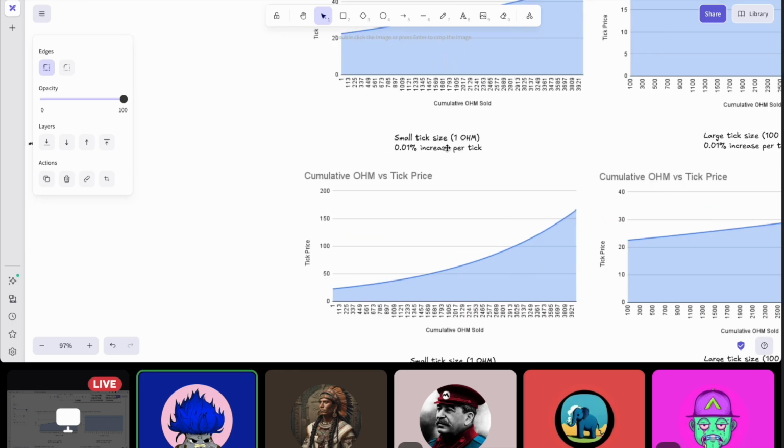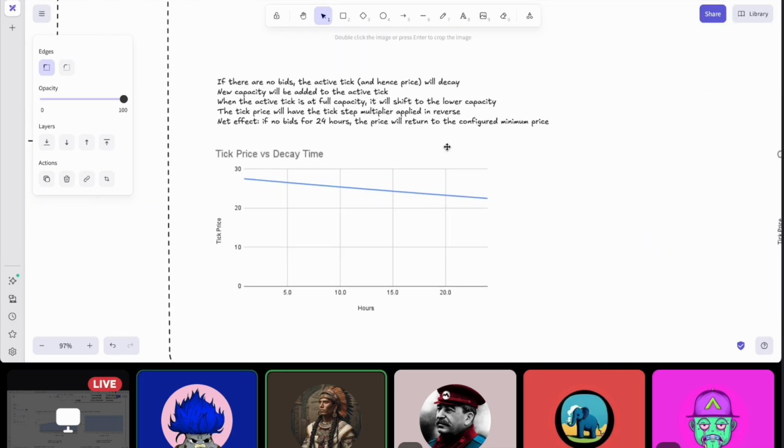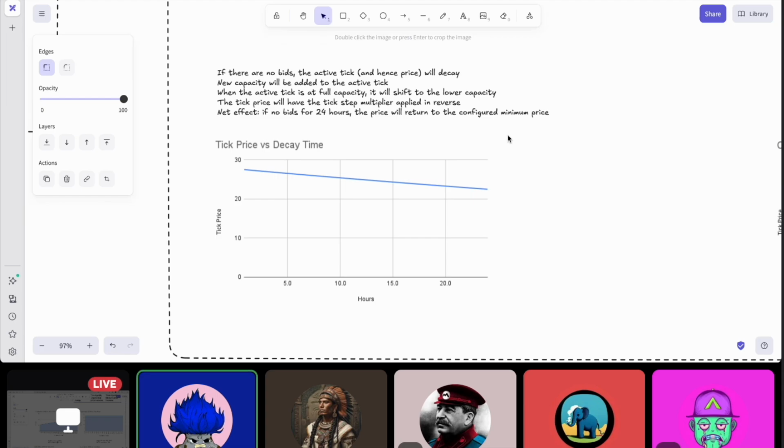And then the last mechanism that relates to the auction and the design of the system is that there is a price decay. So yes, the auction and the bidding is first come, first served, but let's say the price rockets up and then no one wants to bid. What will happen is that the active tick and the price will start to decay. The way it works is that capacity is added, and when it reaches full capacity for a tick, it drops down in price.